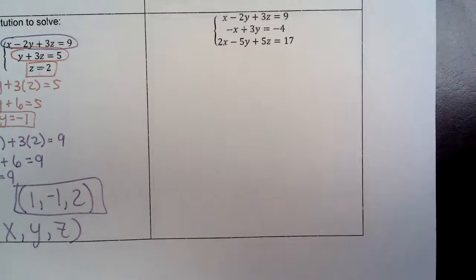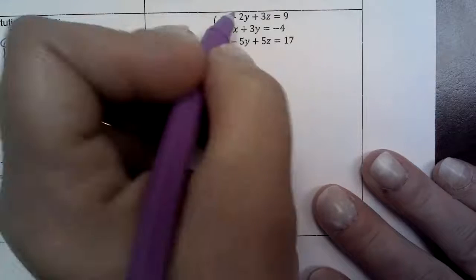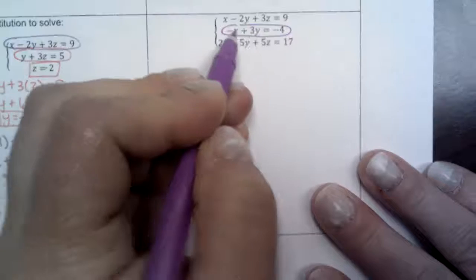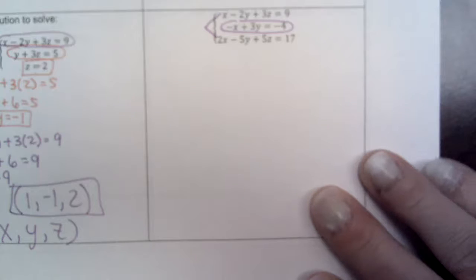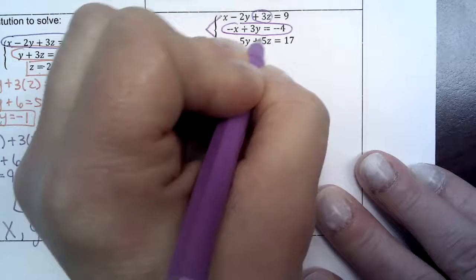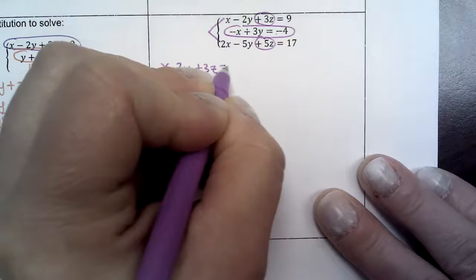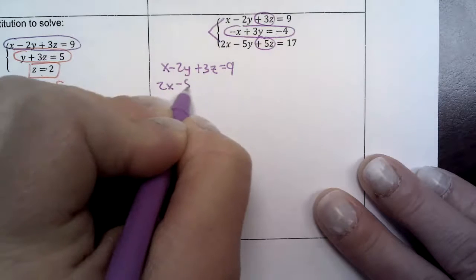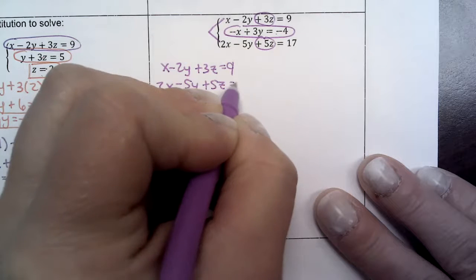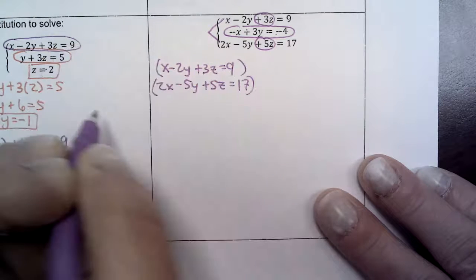So this one is not going to be quite as easy because we don't know any one answer. So I can see that this one only has 2, an x and a y. So what I'm going to do is I'm going to combine these 2 equations, and I'm going to get rid of the z, because that's what this middle one is missing. Okay, so let's go on ahead and do that. So I'm just going to rewrite them. X minus 2y plus 3z equals 9. 2x minus 5y plus 5z equals 17. Okay, so I have to get rid of the z.